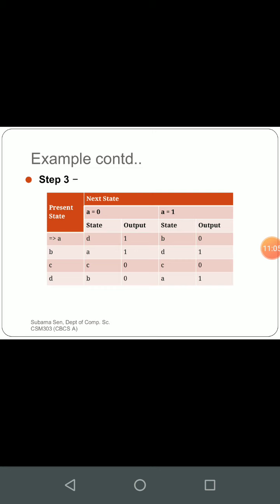Now here d is always generating the output. I am focusing on present state. Do not get confused with the next state. D is always generating output 1 in case of Moore machine. So here we will see where the next state is d. If you see the table, for a equals to 0 means for input 0, a is moving to state d. So the output will be 1. In this fashion you can complete the rest. Fine. Okay.